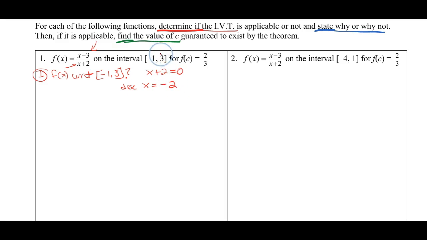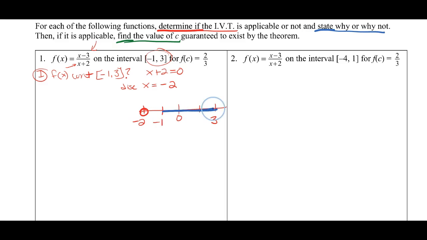Is negative 2 on this interval? If it is, then I have a discontinuity in the interval. If it's not, then I don't care. All I care about is this interval. So if I were to graph these on a number line, 0, here's 3, here's negative 1, and here's negative 2. This is my discontinuity, but negative 1 to 3 is my function.